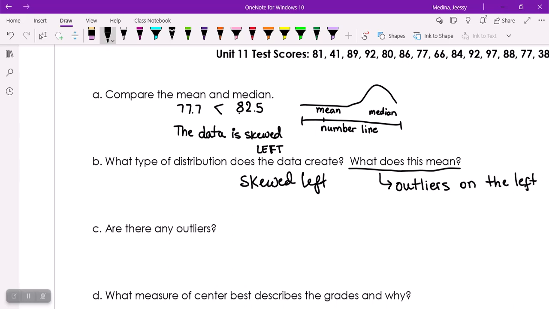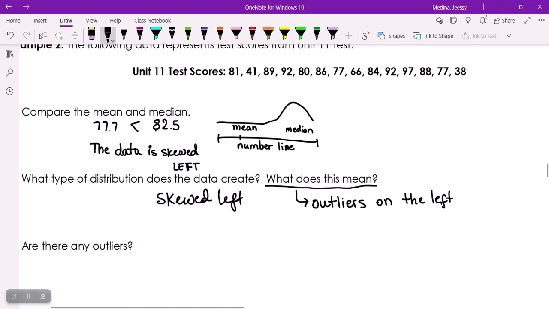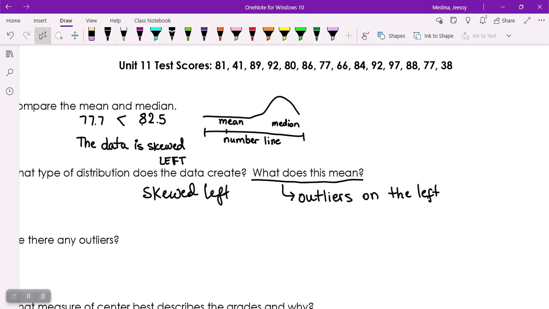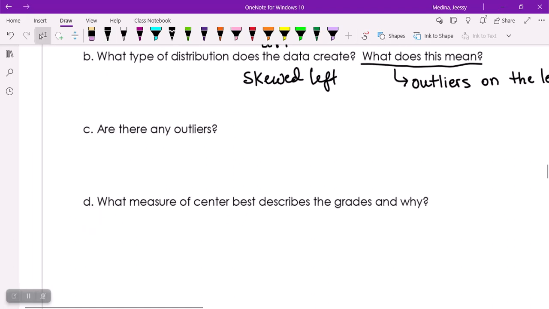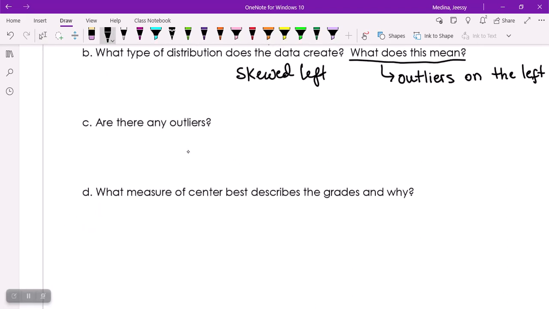Outliers are numbers that are so far off from the rest of the data. So for example, if you look at the test scores, which one would you think is an outlier? 38 could be one. What's another potential one? Okay, 41. But we can't just say, there's an actual calculation that has to be done to prove whether something is an outlier or not. Are we clear? So let's go ahead and get this done. Are there any outliers? So we need to check.